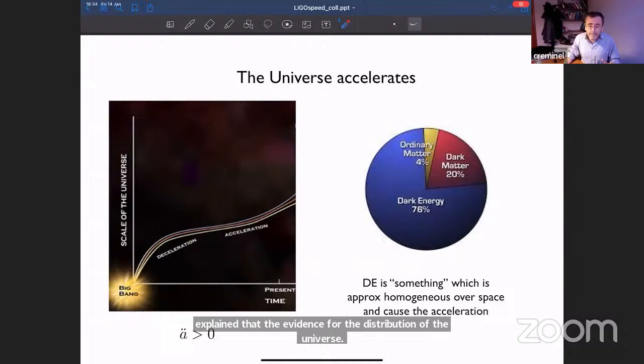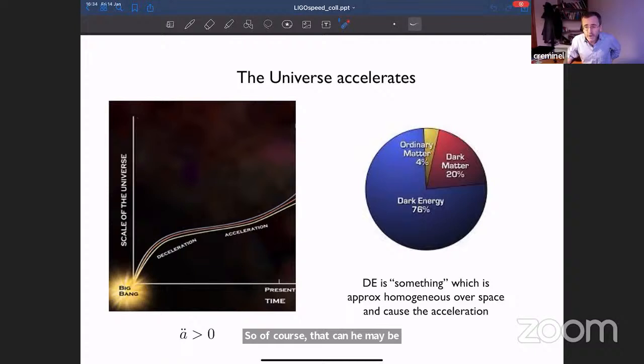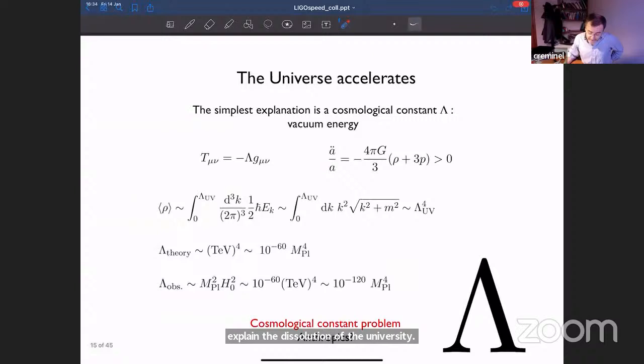Of course, dark energy may be as simple as a cosmological constant. So it's the simplest model to explain the acceleration of the universe. It's very simple. It's just the idea that the stress energy tensor in the universe contains a piece which is proportional to the metric, and it's the famous cosmological constant.